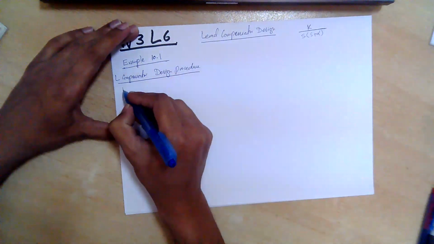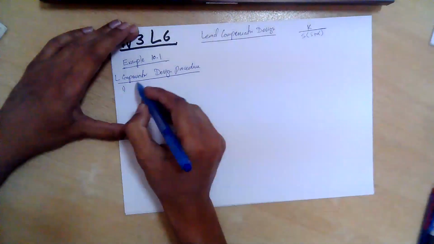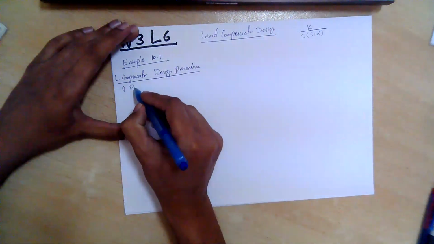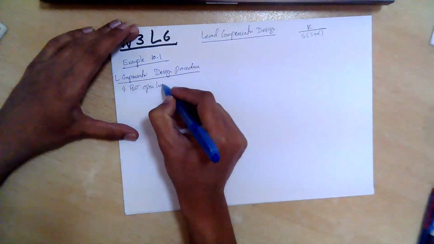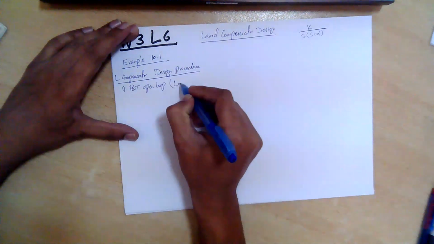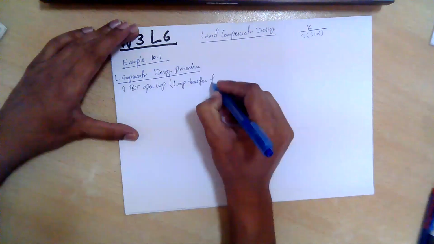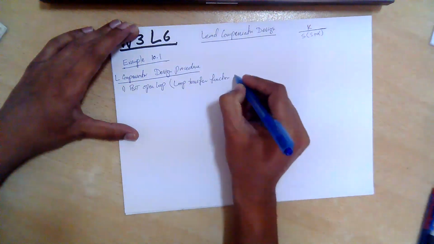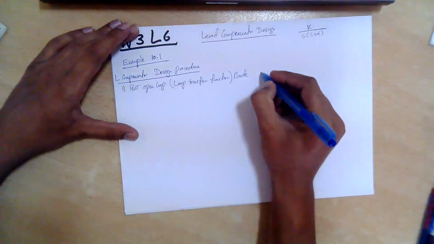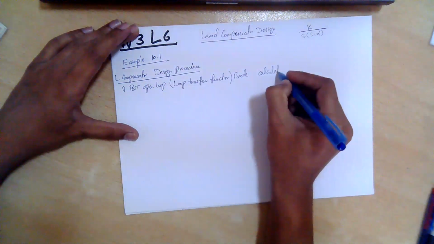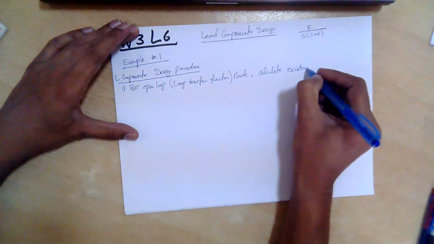First, I'm just going to write the major steps. First, plot the open loop, or you can say loop transfer function, Bode plot, and calculate the existing phase margin.